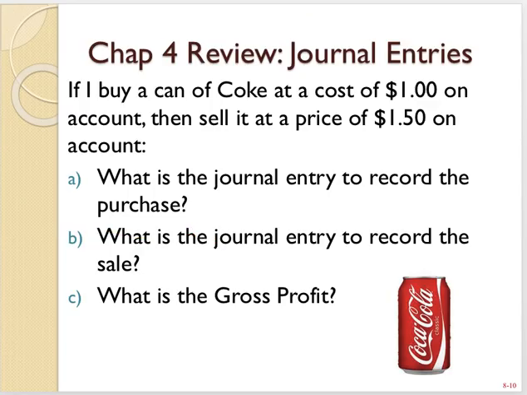Now let's do another review of chapter 4, journal entries. If I buy a can of Coke at a cost of $1 on account, then sell it at a price of $1.50 on account, what is the journal entry to record the purchase? What is the journal entry to record the sale? And what is the gross profit? Now again, you guys should already know how to do this from chapter 4, so I'm going to give you a little bit of time to go ahead and write down those journal entries to get some practice.